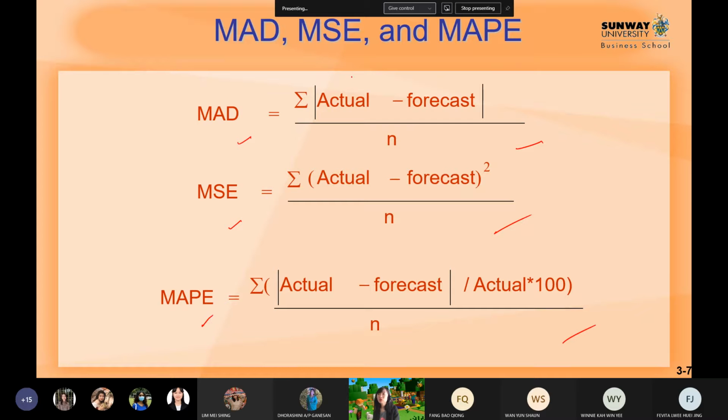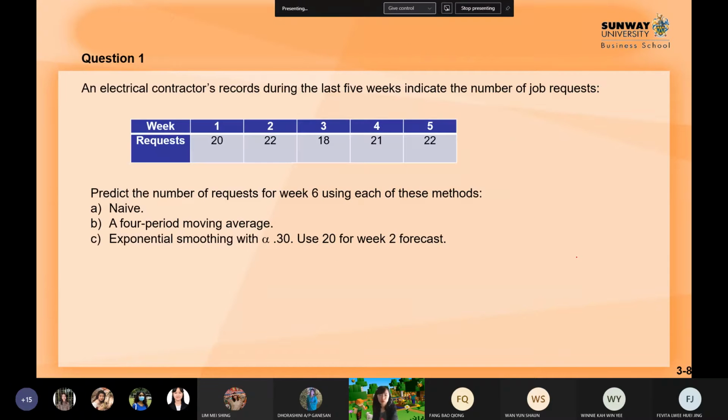So for MAD, you take the actual and forecast difference divided by the number. The MSE means you square the error and divide by the number. For MAPE, the percentage, you take the differences and then divide by the actual, and you multiply by 100%. So your answer will be a percentage number. Very easy, very easy. Let's see the question for today.